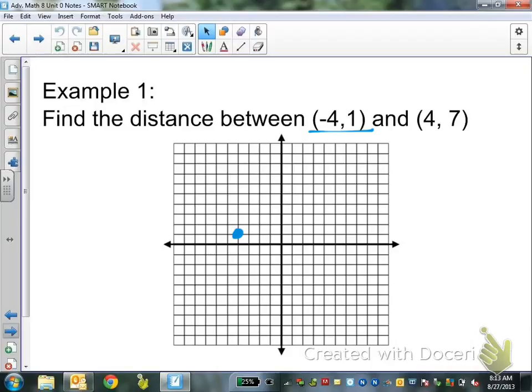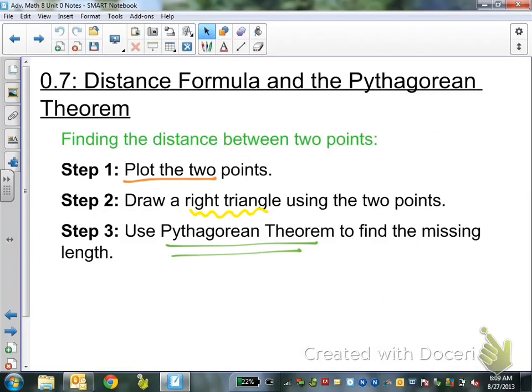So then what I want you to do is graph on your own right now. I'll give you like 20 seconds. Graph the point (4, 7). So the point (4, 7) would be to the right 4 spaces, 1, 2, 3, 4, and up 7, 1, 2, 3, 4, 5, 6, 7. So your point should have been here. Do you guys agree? Okay, good.